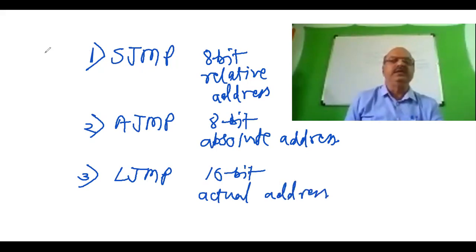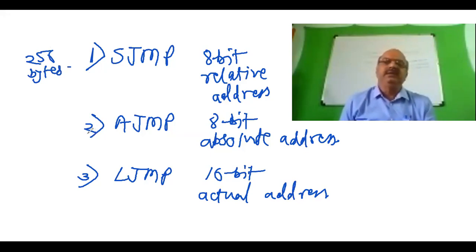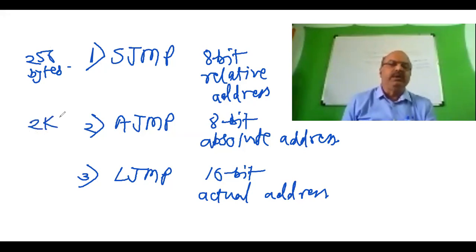The range of the SJMP instruction is only 256 bytes. Within this range only you can jump: 128 bytes backward and 127 bytes forward. AJMP has a 2 kilobyte range, that is 2048 bytes. Out of that, you can jump 1024 bytes backward and 1024 bytes forward. LJMP has a 64 kilobyte range.